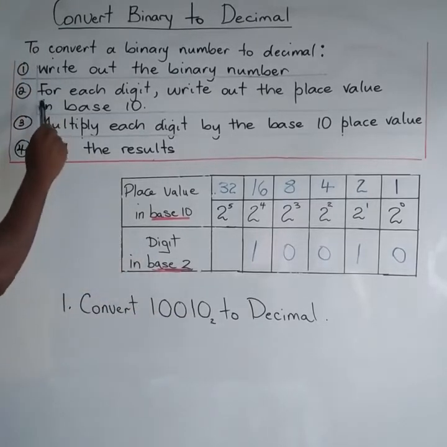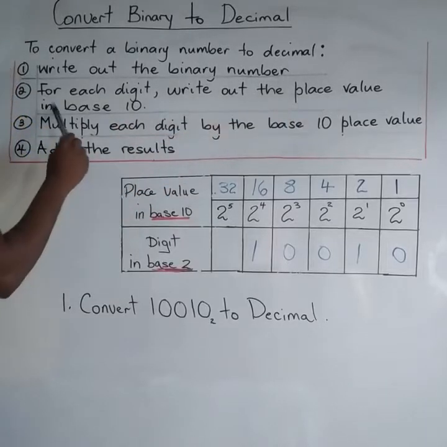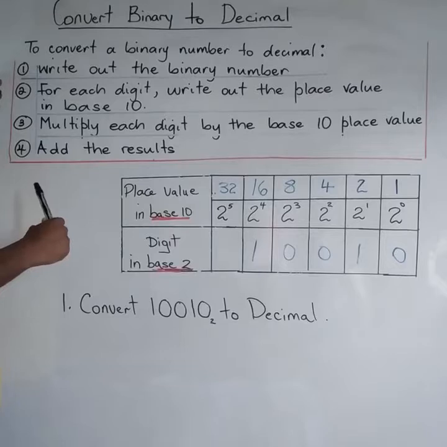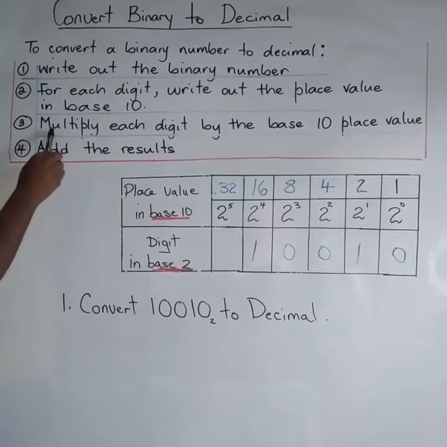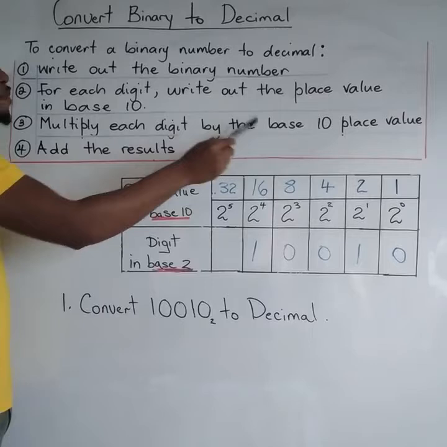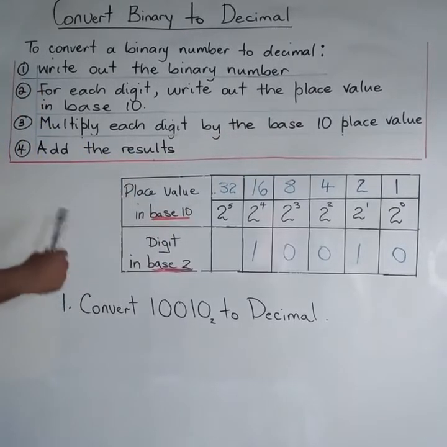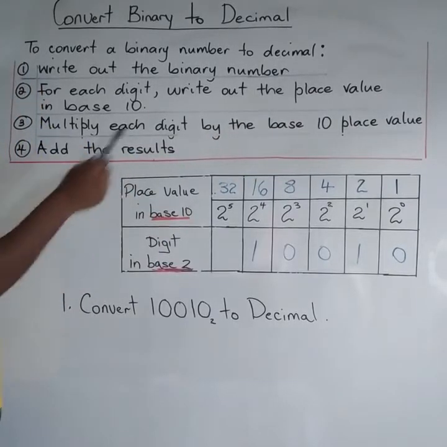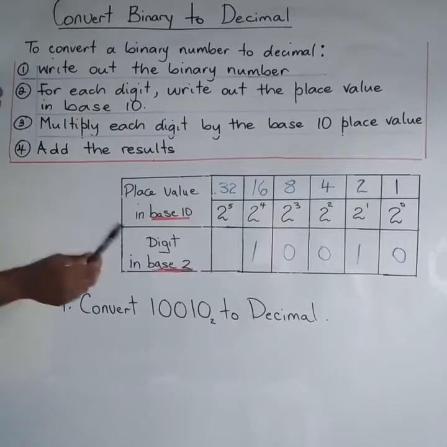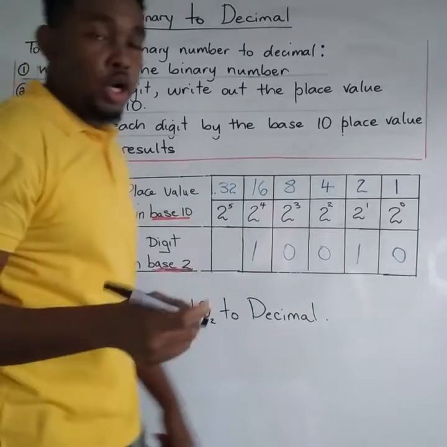The next step says for each digit, write out the place value in base 10. So we're going to look at the place value equivalent for that. After that, we multiply each digit by the base 10 place value. So we're going to multiply each binary digit by the place value that we have there. And the last step is for us to add the results. So we're going to look at this now.